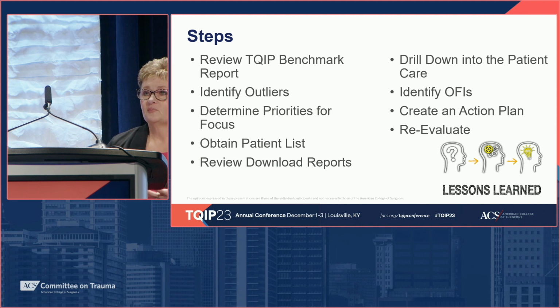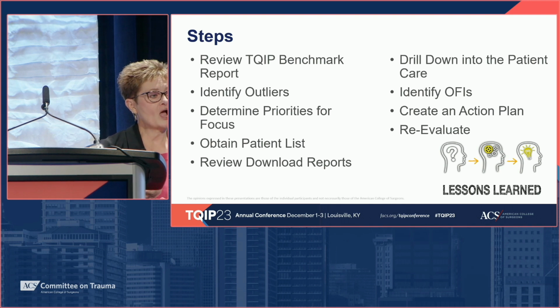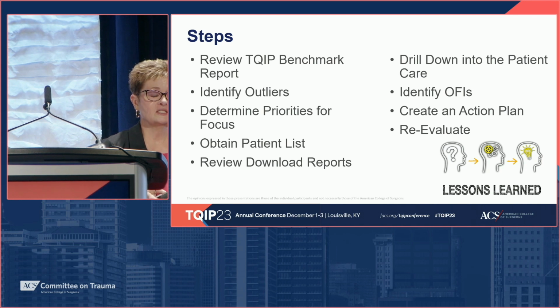So your steps when you get this benchmark report. Review the report. I would also review all the resources that they have mentioned, which help you understand your report better. Look at your outliers, understand what they are. And then you've got to determine your priorities for focus, because there could be several that you would like to look at. Get your patient list, run those reports, and filter out whatever you need or don't need to make it quicker for you and more clean. Then you can drill down into those charts, and you can get help from your medical directors, or for us, an orthopedic medical director, all those people that will help. Identify the OFIs, and then you've got to create your action plan. That's all part of performance improvement, changing something and making it better. And then reevaluate to see where you are.